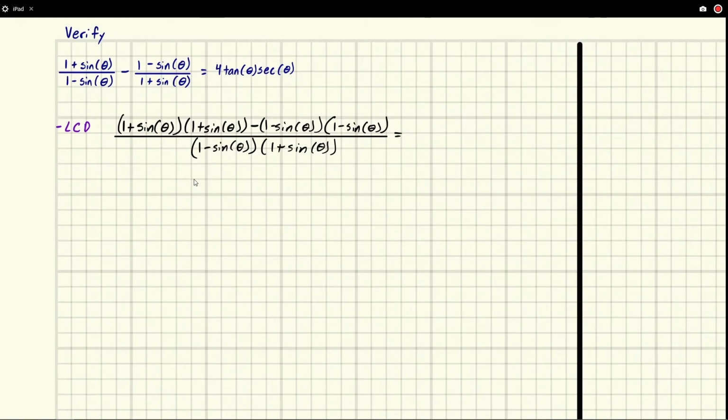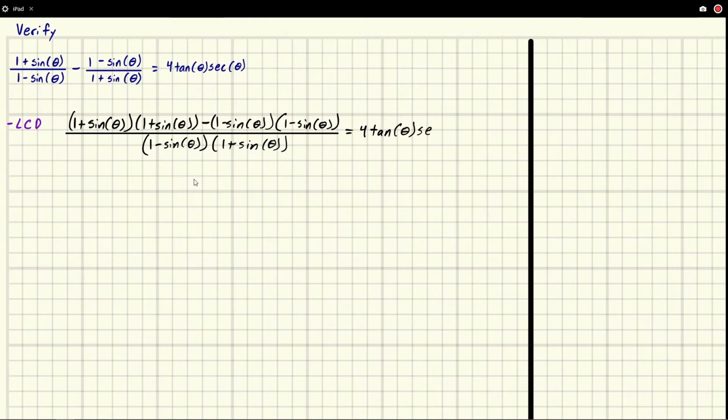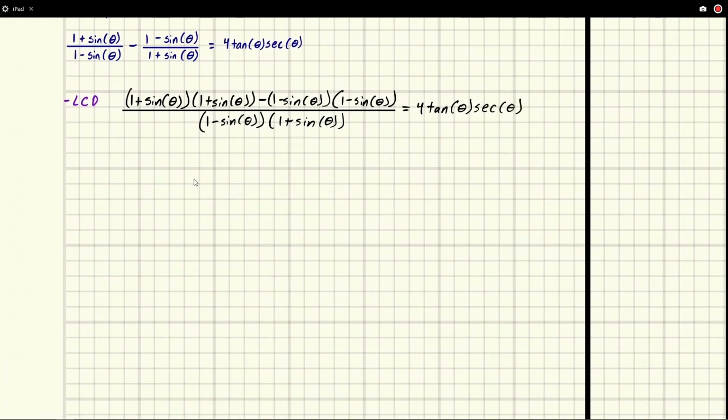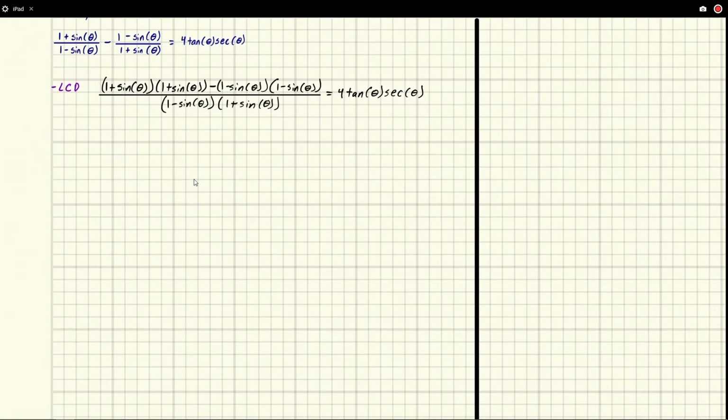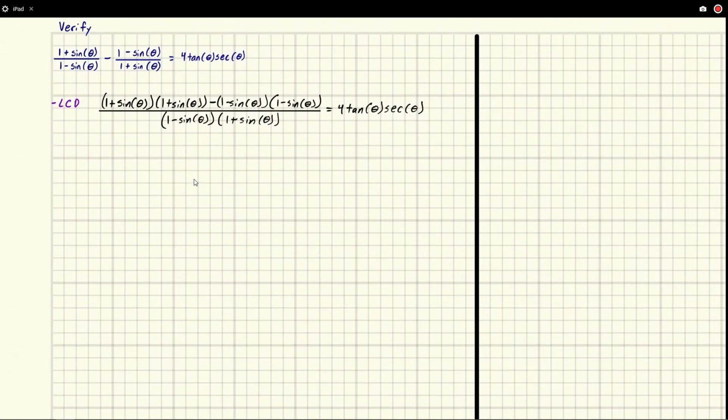And we are trying to verify that this is equal to 4 tangent theta secant theta. And we haven't touched this side at all. So far we have not done anything illegal. We've stayed completely within the bounds of what we're trying to show. So the next logical thing would be to multiply, distribute, however you want to say it.